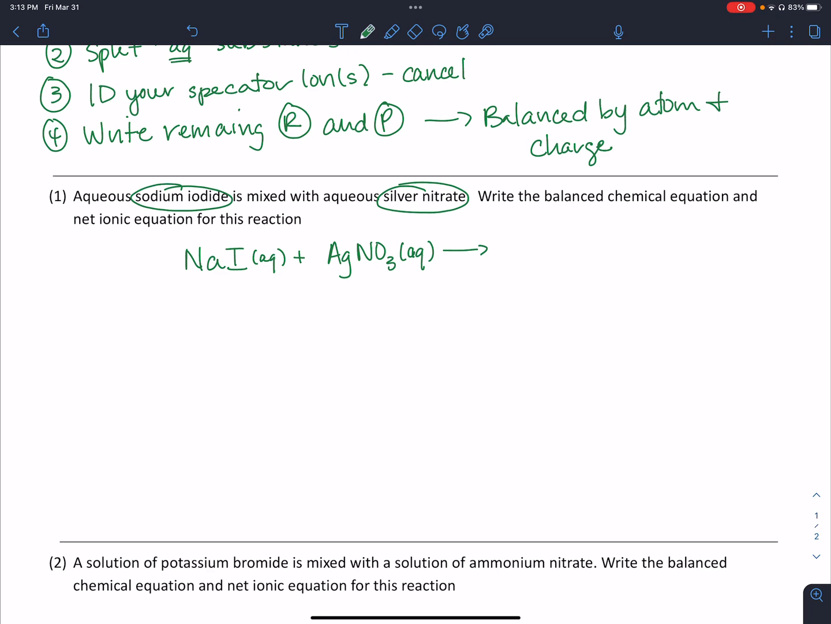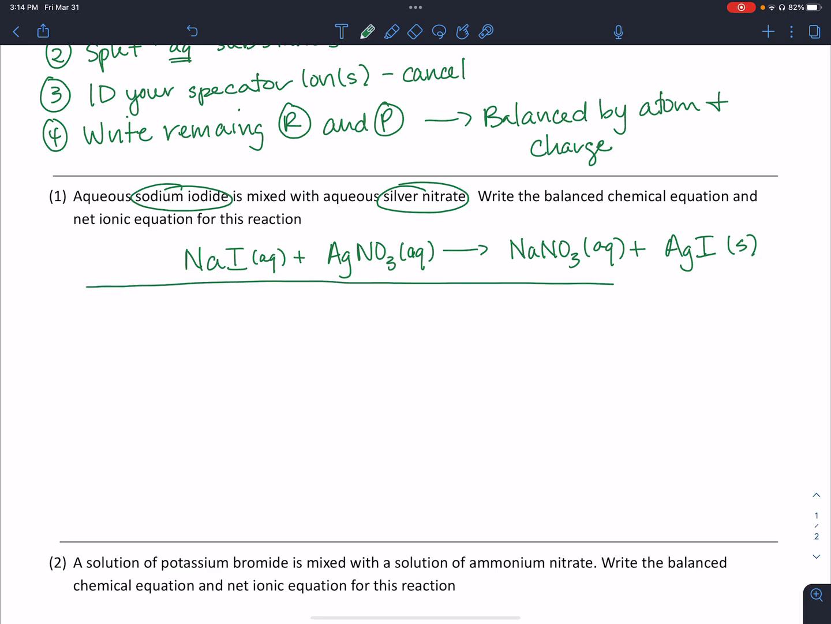So the sodium and the nitrate are going to come together and form a compound. All right, and if I go check the solubility rules, I see that all compounds containing a group 1 metal or all compounds containing nitrate will be soluble, so it remains aqueous. And then when silver comes into contact with iodide, similar to when it comes into contact with chloride, it forms a precipitate. So we have a solid that forms here. All right, we check for balancing. Everything's balanced as written. So this is our balanced chemical equation.